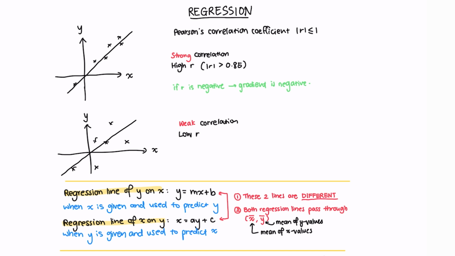Another property is that both your regression lines will pass through x bar, y bar. X bar is your mean of all your x values, and y bar is your mean of all the y values. So both of these lines intersect at this one specific point over here.